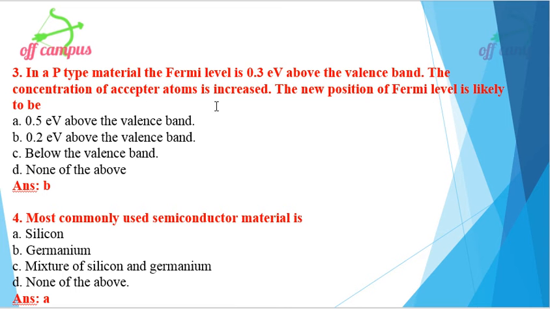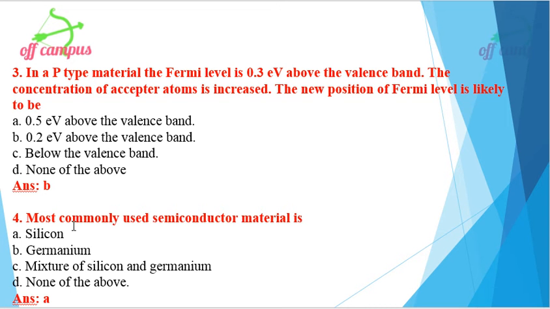Whenever the concentration of the acceptor atoms is increased, the Fermi level will be closer to the valence band, which means 0.2 electron volt above the valence band. So, option B, 0.2 electron volt above the valence band, is the right option for this question.